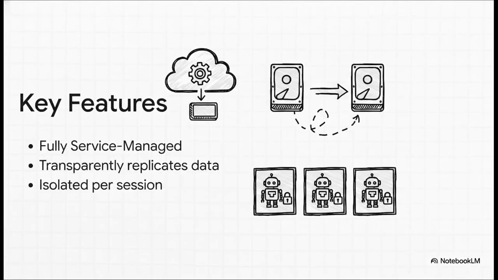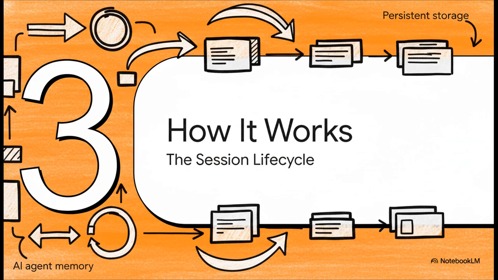Let's dig into the key features here. First up, it's fully service managed. That just means you don't have to lift a finger for the backend stuff. AWS takes care of it all. Next, the data is transparently replicated. As your agent is working, everything is being saved to durable storage behind the scenes. You don't even see it happening. And maybe most importantly, the storage is isolated. This is huge. It means every single one of your agent sessions gets its own private, secure little sandbox to work in. Okay, that all sounds great, but how does it actually work?